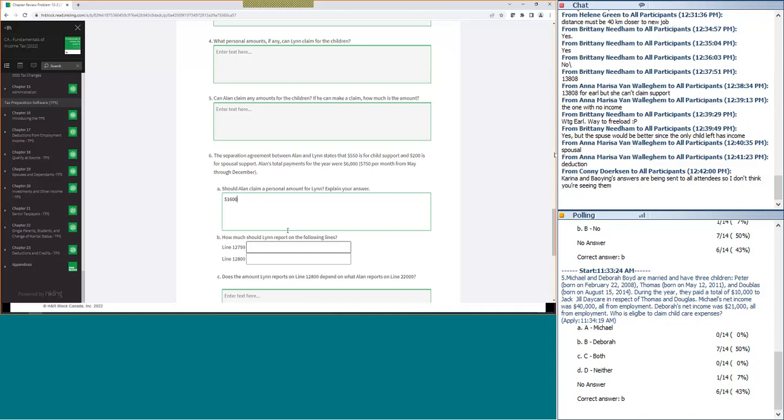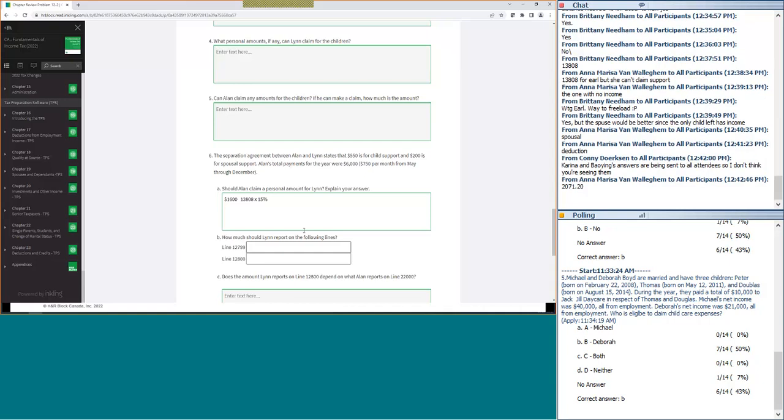Okay, so 1,600 is the most, but I'm going to get a deduction, which is a percentage of that. My alternative is 13,808, which is a credit, which is worth 15%. What is 15% of 13,808? $2,071.20. That is already bigger than the full deduction for this year. So because it's already bigger than the full deduction, I know it's worth more.